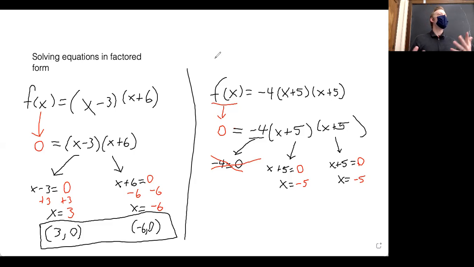So what does this mean if I get the same thing for both of these? How many solutions do I actually have? How many x-intercepts do I actually have? We only have one. The only x-intercept that we have is going to be -5, 0.